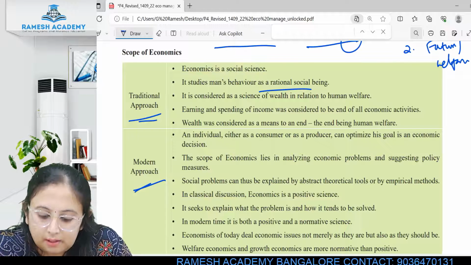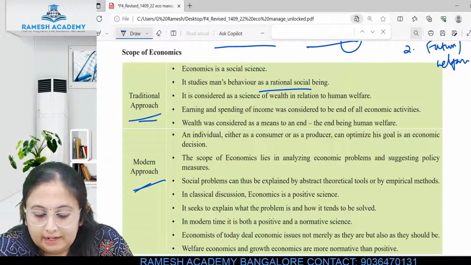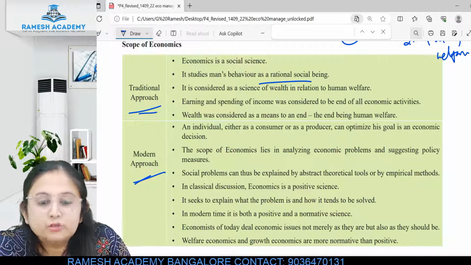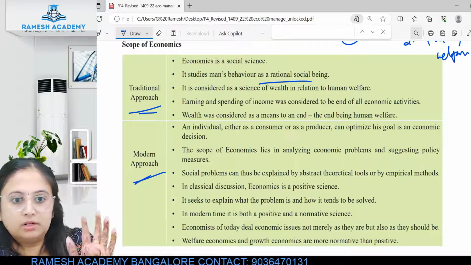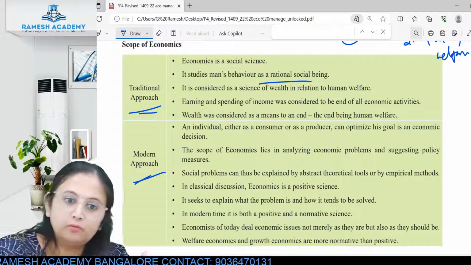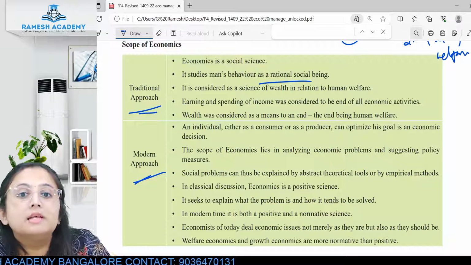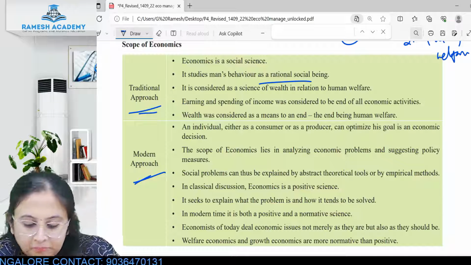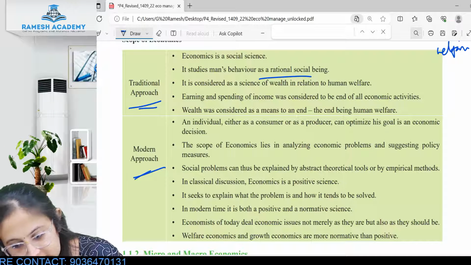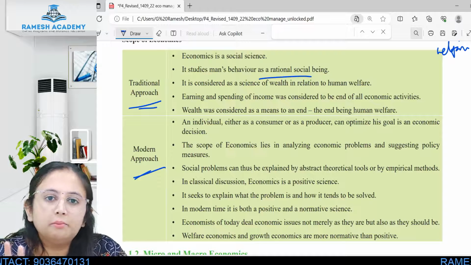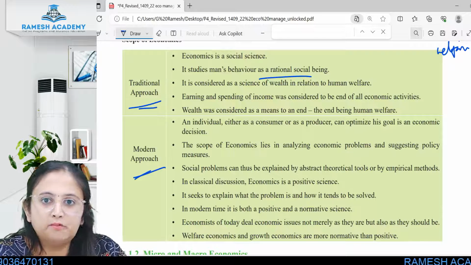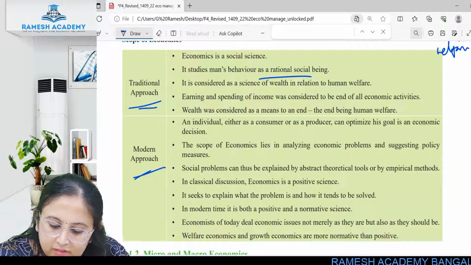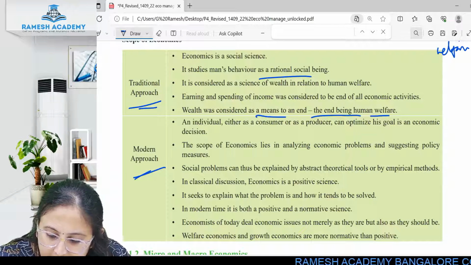So economics is a social science and it studies a person's behavior as a rational social being. You are rational, you can understand what you want, what you don't want, what is good for you, what is bad for you, as well as for the society. In that manner we understand a person's behavior, and it is considered a science of wealth in relation to human welfare. So in the traditional approach, with the rational judgment of a person, we consider both wealth and welfare, and wealth was considered a means to an end, the end being human welfare.